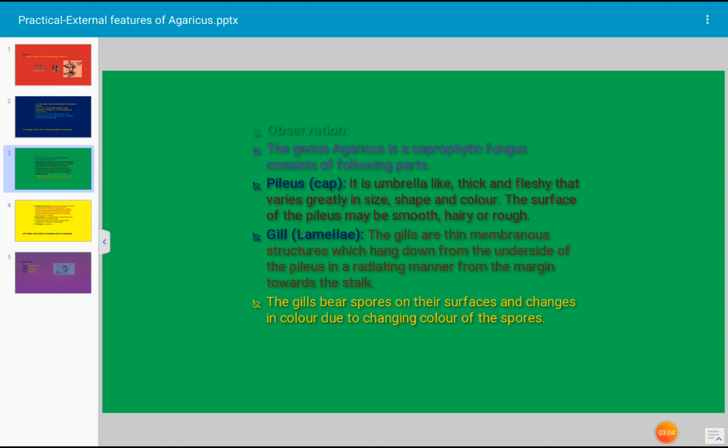Okay. Let us see gills. The gills are also known as lamellae. Let us see where the gills are situated. Gills are thin membrane-like structures which hang down from the underside of the pilus in a radiating manner from the margin towards the stalk. The gills bear spores on their surfaces and change in color due to the change in color of spores. When the spores mature, the entire gill turns brown in color.